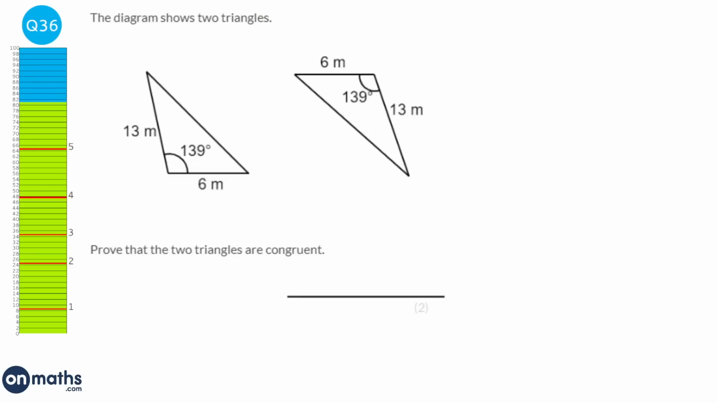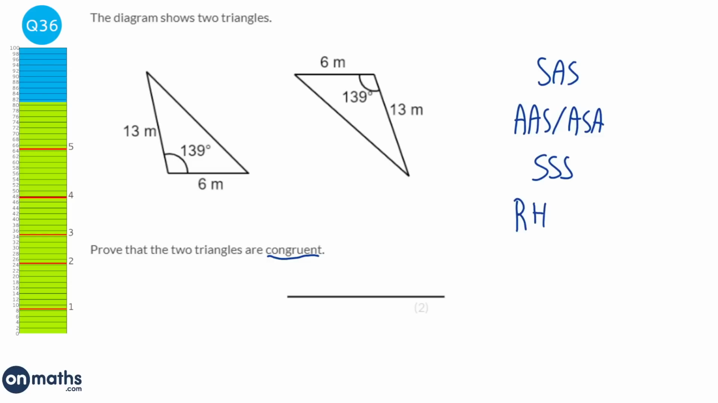When proving two triangles are congruent, and congruent means exactly the same, we're going to have one of 4 answers. Either side angle side is the same, angle angle side, or angle side angle. Side side side are the same, or they have the same right angle, hypotenuse, and side. This question doesn't have a right angle, so we can cross that out. It has 2 sides, but not 3, so we can cross that one out. It only has 1 angle, so we can cross this one out.